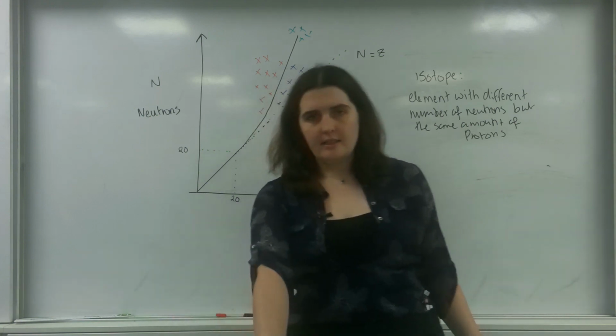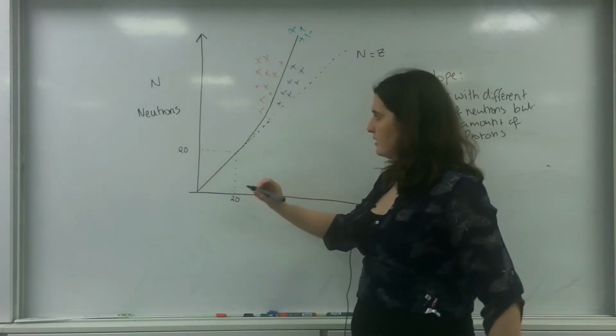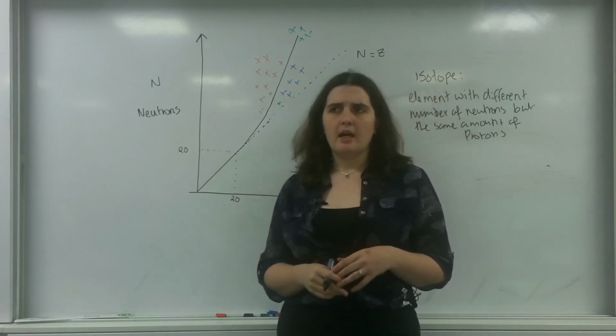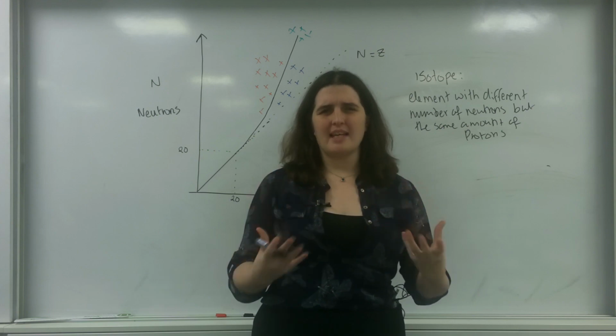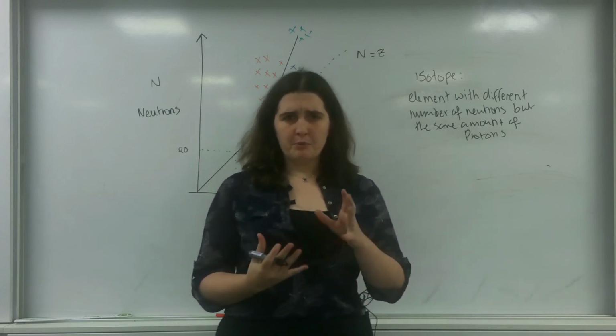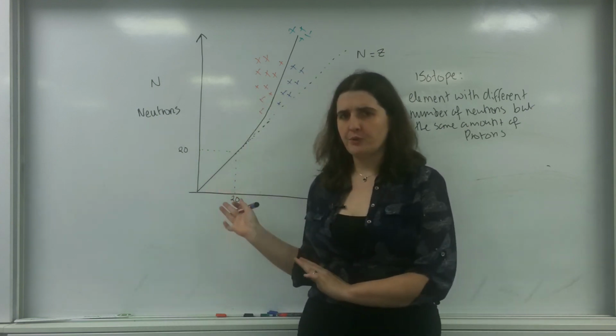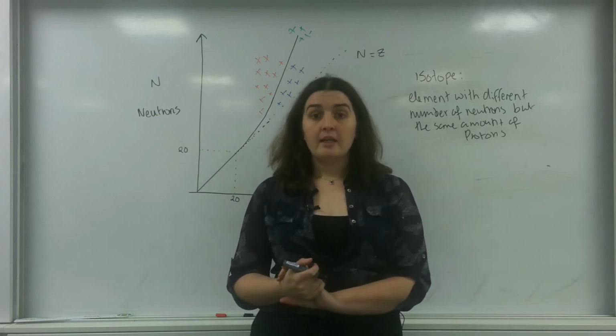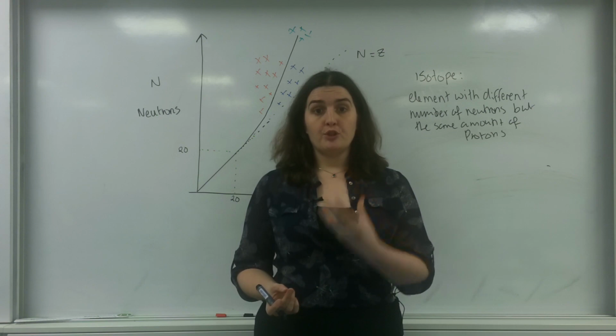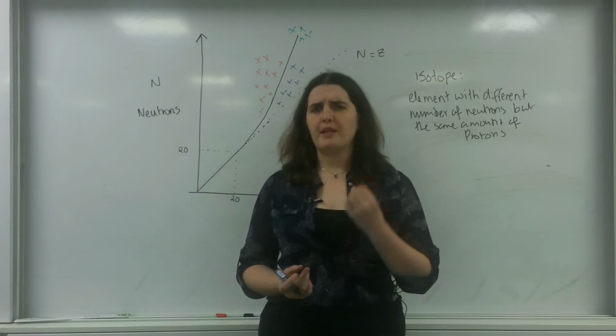Now, the NZ graph is a graph that represents the relationship between the amount of neutrons and protons an element has and how stable it is. It's important to know a few things before we go on to this graph about the idea of the periodic table. The periodic table shows you the stable form of the element.